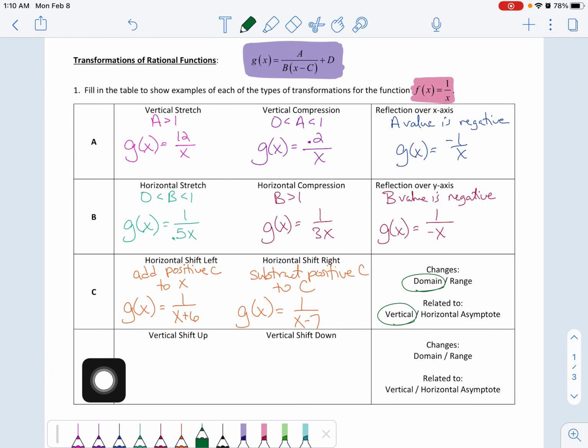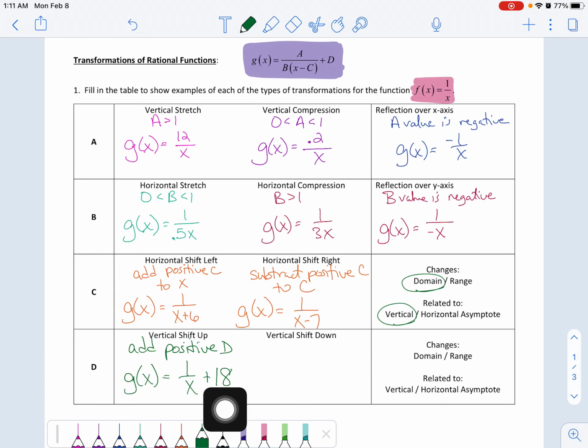All right, last set here is what happens when we adjust D. So let's see. If we do a vertical shift up, if we add a positive D value to the function. If you look here, right, we've got this big old fraction, and then we have a random plus D at the end of it. That's going to affect your vertical shifts. So if we add a positive D, that might look like g of x is equal to 1 over x plus 18. All right, it doesn't matter what you're adding. If you're adding anything, that is going to be a vertical shift up.